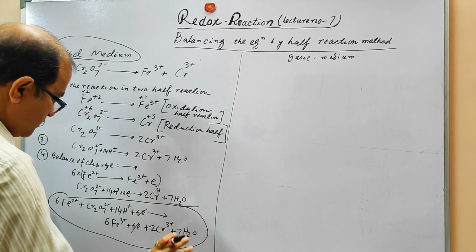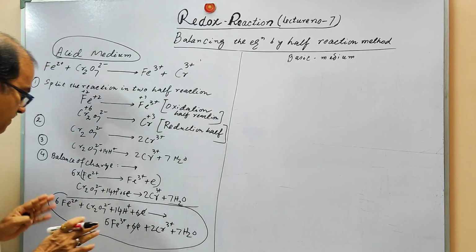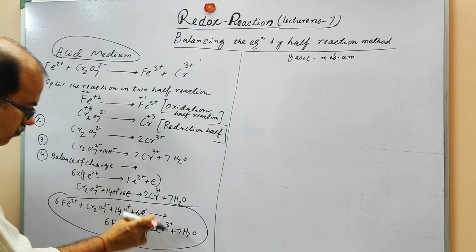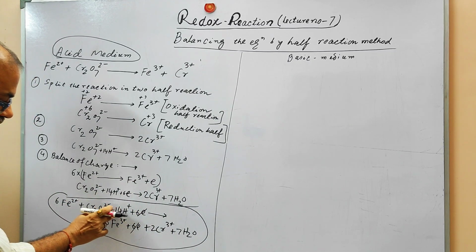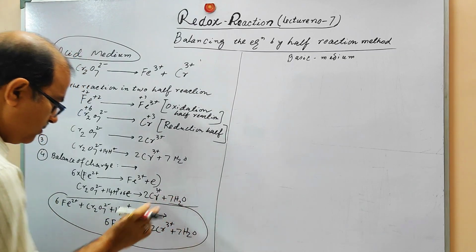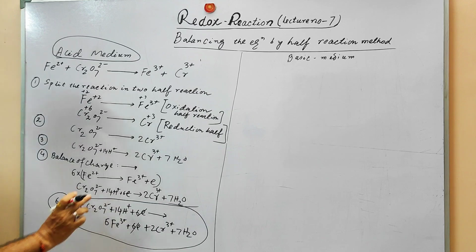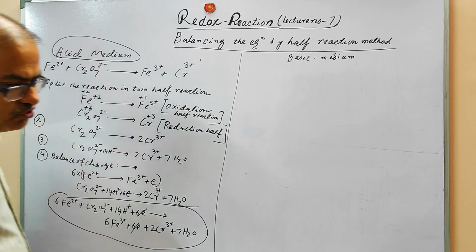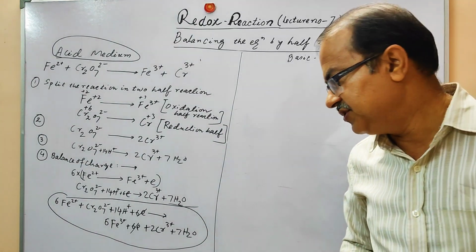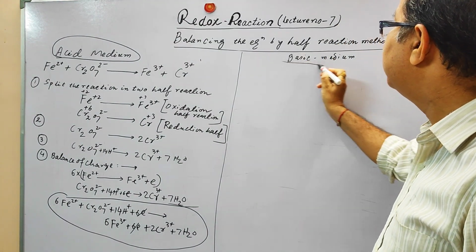This is the balanced reaction because on every side you will find the atoms are the same. Fe 6, Fe 6. Chromium 2, chromium 2. Hydrogen, total hydrogen here is 14, here 14. Oxygen 7, you can also consider. So this is the balanced equation, and it is very easy to understand how we can do this. Okay. Now we will do the basic medium.